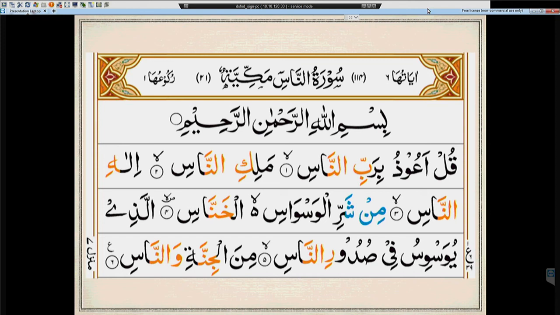Now kha is a full mouth letter, correct? The first one is kha. So it's not khannas, it's khannas. You see the difference? It's very subtle. Min sharril-waswasil-khannas.